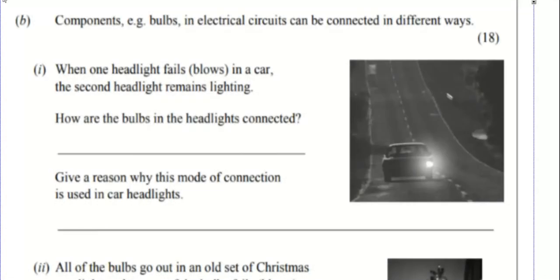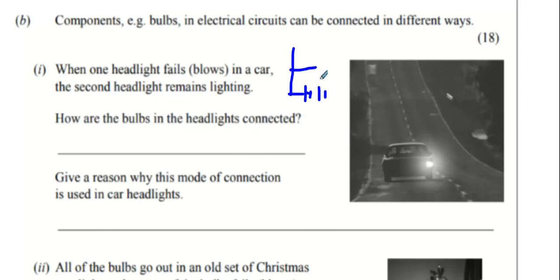Components, bulbs, and electrical circuit can be connected in different ways. How are the bulbs in the headlight connected? Well, these are going to be in parallel. The reason is that when one bulb fails, call this bulb A and this one bulb B, when one bulb blows up or doesn't work anymore, the electrons can still make it around the other circuit. So the electrons can still go around the outer circuit even though the inner circuit is blown. The fact that they can complete the loop on the outer circuit means that the headlights are connected in parallel.